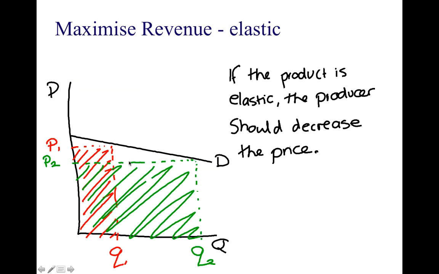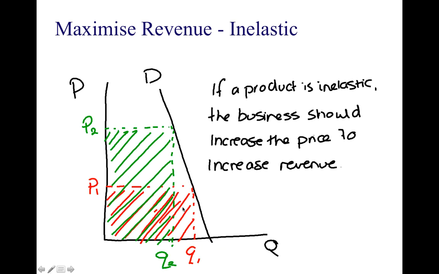So if you know that your product is elastic, so it starts with 1 point or 2 point or 3 point something, you know that by lowering the price, you're going to increase your revenue, because you can see there the red box, which represents price times quantity, which is revenue, is smaller than the green box. So we know by decreasing the price, if we've got a product that's elastic, we can increase the revenue gained. And the opposite is true if it's inelastic. If you increase the price, we can see this green box here is a lot larger than this red box here.